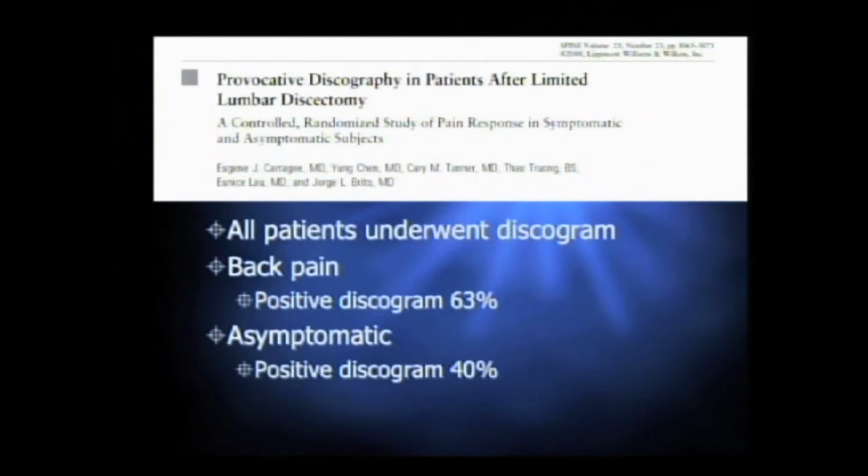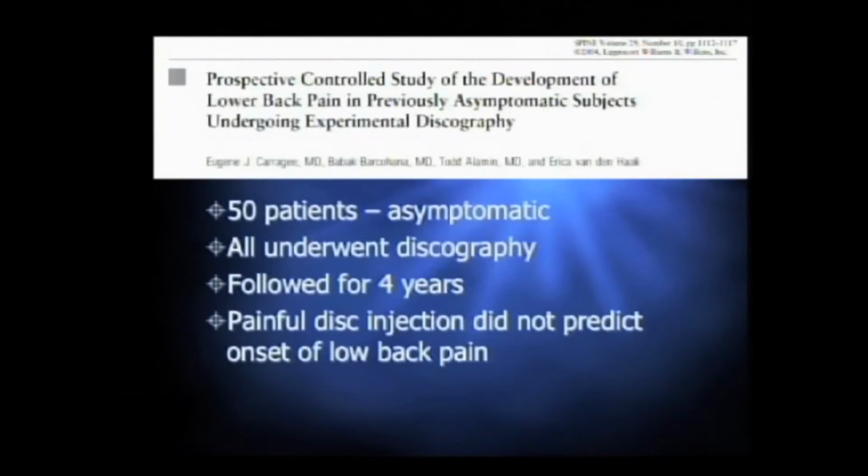So this is clearly not a specific modality. I mean, we're getting a 40% positive rate in people without any symptoms at all. So at the time of a discogram, this is clearly not a specific study. You might say, okay, well, maybe it's not specific at the time you do the discogram, but maybe it's predictive in people who will get bad back pain in the future, people who will develop back pain.